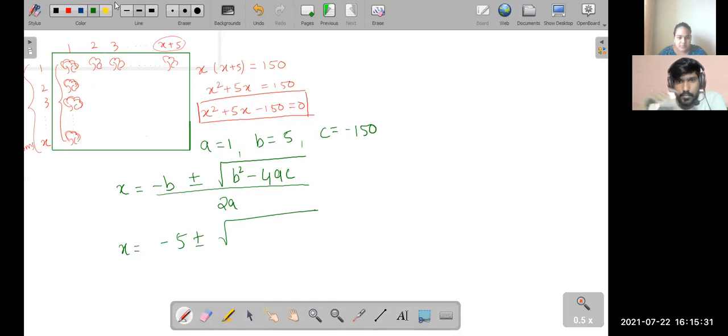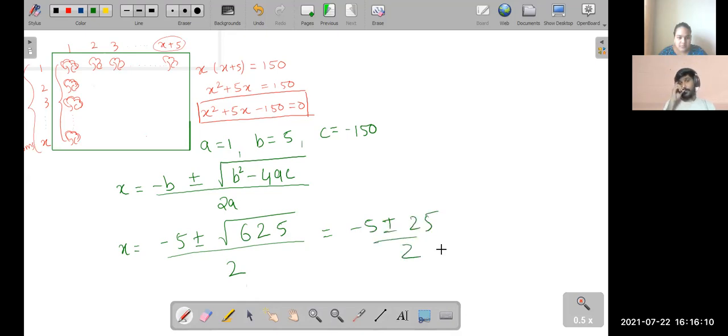150 into 4 is equal to 600. So 625, minus 625. And this is easy, you know the square root of 625 is 25. So minus 5 plus minus 25 upon 2.